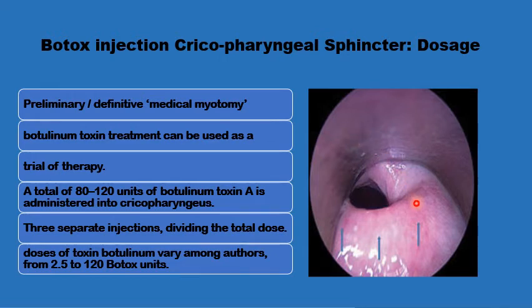But more importantly, if successful, it would tell that this patient will benefit from a definitive surgical or endoscopic myotomy to control his symptoms. The dosage of the Botox varies between different authors. Some authors started with very low dosage, and some would advise 120 units. We now use more the higher dose, like 120 divided in 3 injections and 3 points along the muscle circumference.